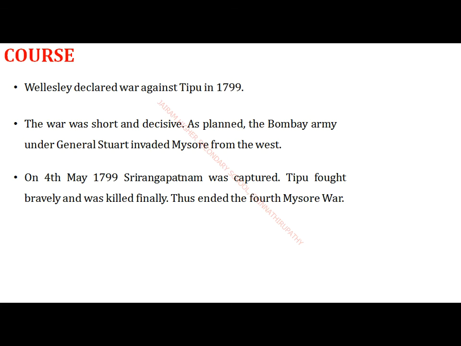As well planned by the Britishers, the Bombay army, led by the army commander known as General Stuart, invaded Mysore from the west. Okay, he invaded slowly and started to capture the western part of Mysore. It belongs to whom? It belongs to Tipu Sultan. Okay, Tipu Sultan is the son of whom? Son of Haider Ali. On 4th May 1799, Srirangapatnam was also captured.